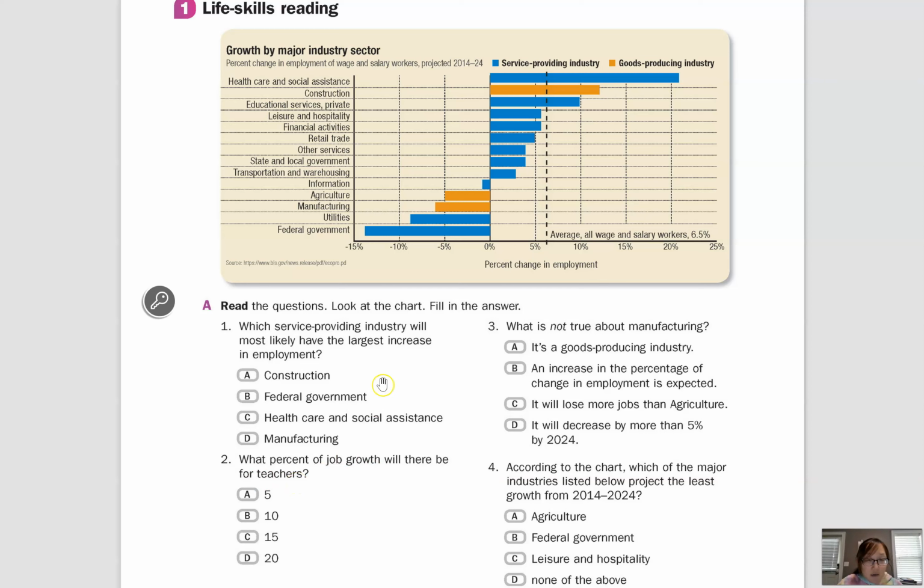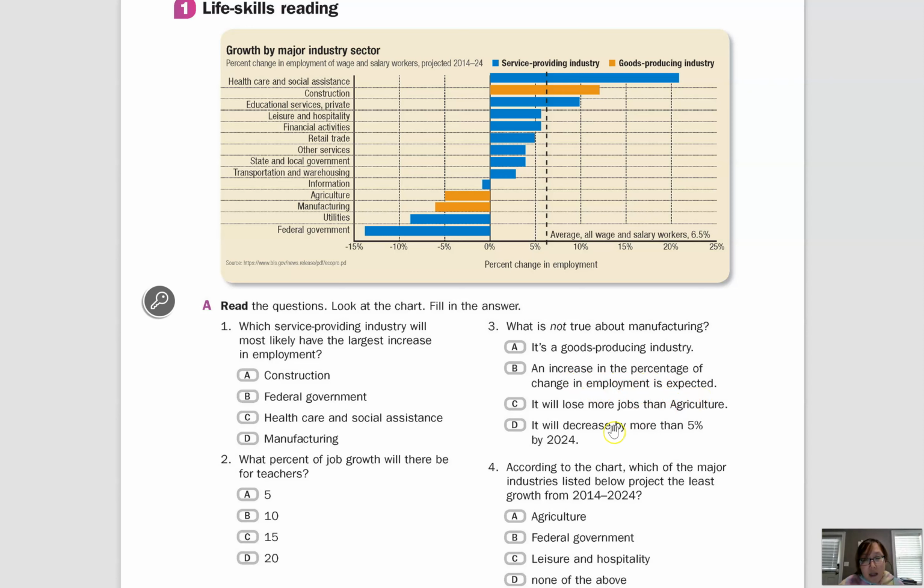Okay, and then let's look at number 3. What is not true about manufacturing? Okay, and so the answer is an increase in the percentage of change in employment is expected. And if you look at manufacturing, an increase is not expected. A decrease is expected. So we can say a decrease in the percentage of change in employment is expected.